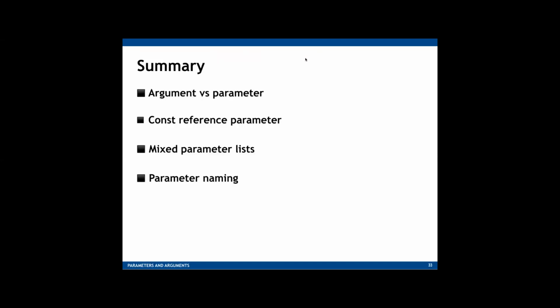In these sessions, we learned about the difference between arguments and parameters. We also learned about const reference parameters, which prevent callee functions from modifying caller data. And we saw that we can mix call by value, call by reference, and const reference parameters in the same function. We also talked about the importance of naming parameters and functions. So that's it for today's session, and see you in the next session.